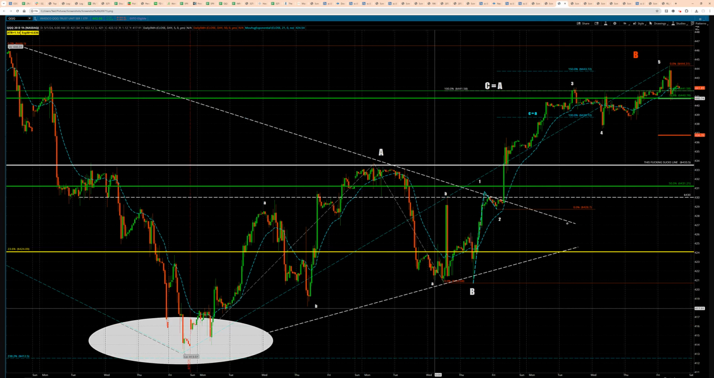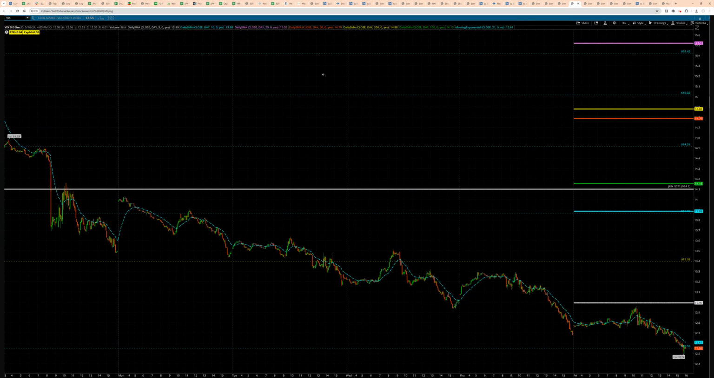427, you get a breakdown below and things start hitting the fan and it starts to accelerate very quickly for that downside move, which we're expecting, which I still see 402, maybe as much as 386. And then we bounce. So we bring you to the VIX.